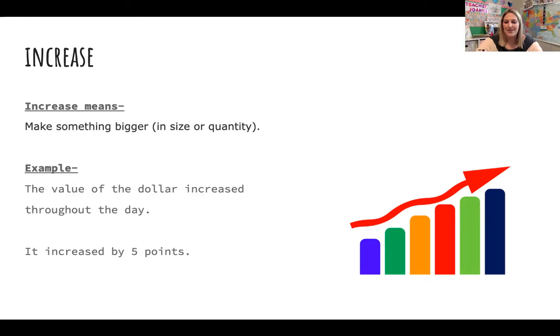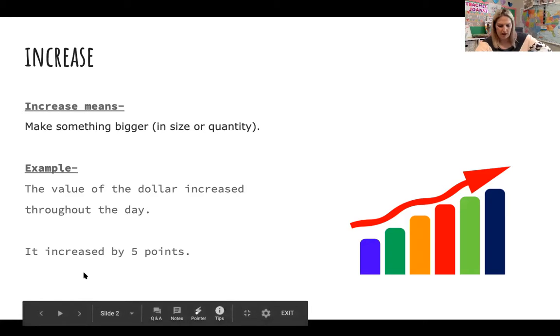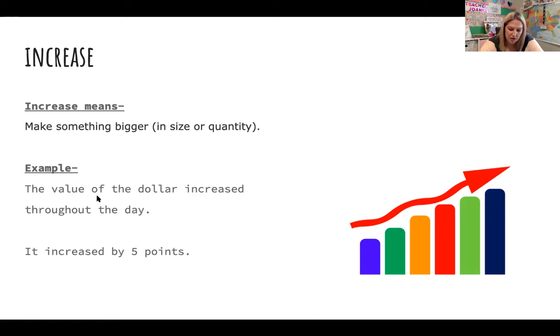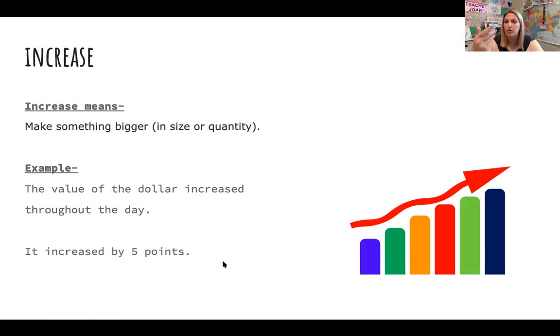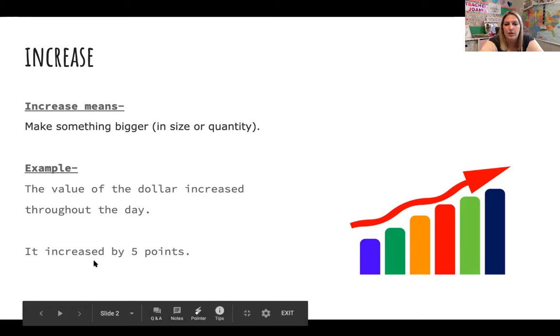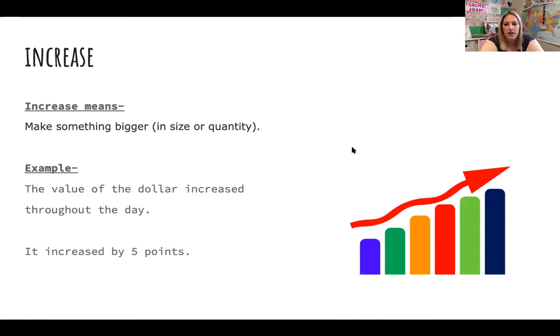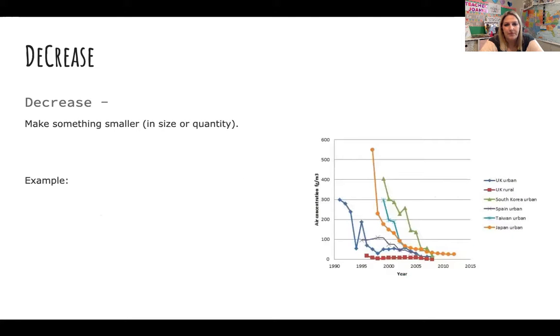And of course, my app is going to be slow right now, but when it does get pulled up, I'll be able to show you in live time things that increase throughout the day. Stock markets or things that are linked to stocks or cryptocurrency or something like that. You'll see an increase or decrease, and you'll see a lot of graphs that look like this. So that is the word increase, to make something bigger.